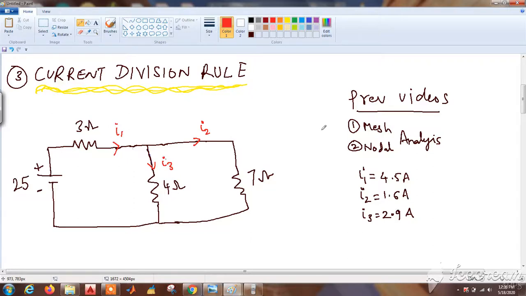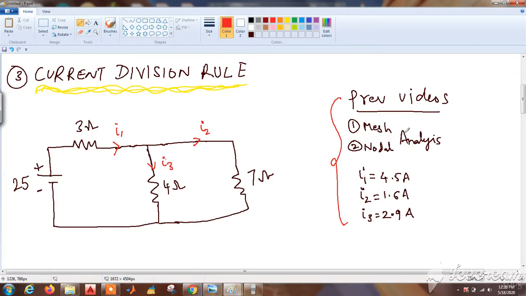So the question was to find the currents in all the branches. As you can see, we have represented all the branch currents as I1, I2 and I3 respectively, as shown in the figure. In the previous two videos we calculated by mesh and nodal analysis methods, and we got the same results for I1, I2 and I3, that is 4.5, 1.6 amperes and 2.9 amperes.